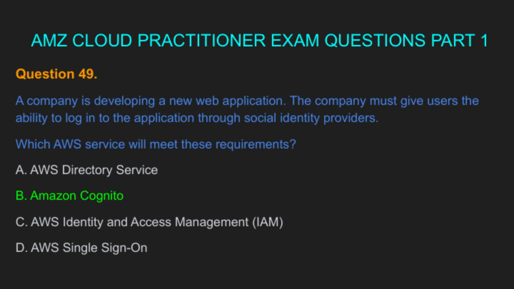Amazon Cognito is the AWS service that allows users to log into a web application through social identity providers such as Google, Facebook, and Amazon. It also enables user authentication and access control for your application.